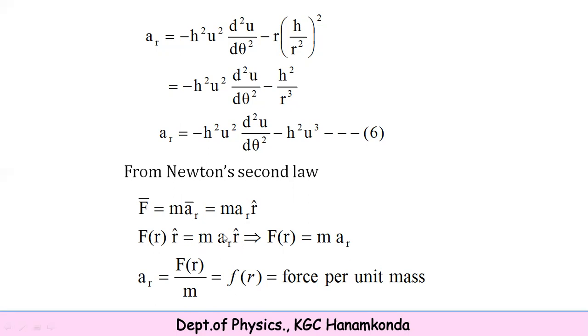On both sides you find r cap, that will be cancelled. Then F of r equals m into a_r. From this expression, I am dividing the entire expression by the mass. Then I get a_r, the radial component of acceleration of the particle, equals F of r divided by mass. This is force per unit mass, which is taken as small f of r. Capital F of r by m is taken as f of r, which is nothing but force per unit mass. But this equation 6 and this radial acceleration should be equal.